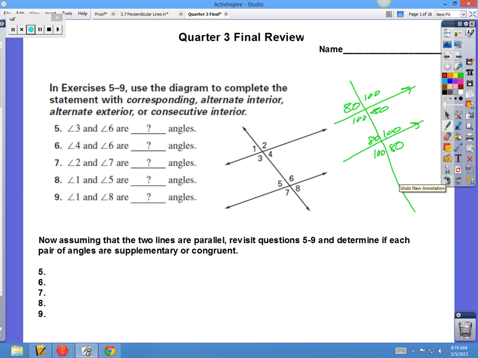Okay, let's look at 7. Angle 2 and angle 7. So find it, and then find it in your own picture. 2 and 7. It looks like they are congruent. Okay, angle 1 and 5. So find it here. 1 and 5. Then look at your own picture. They are also congruent. And the last one, number 9. 1 and 8. 1 is there, 8 is there. So find it in your picture, there and there. Those are congruent.